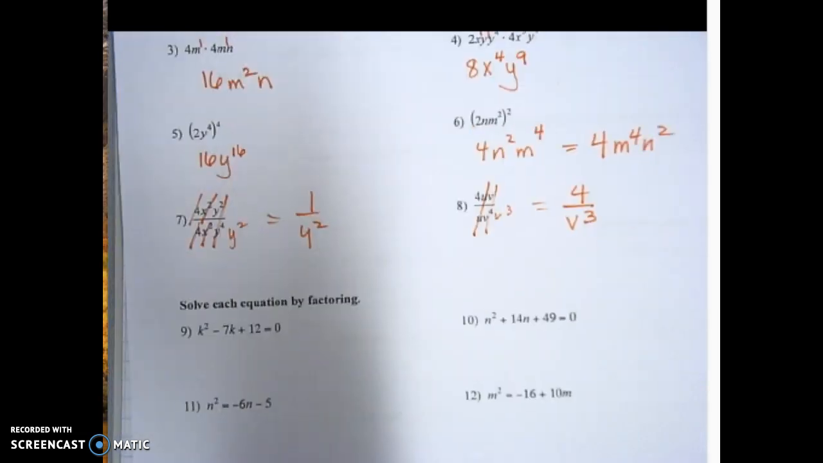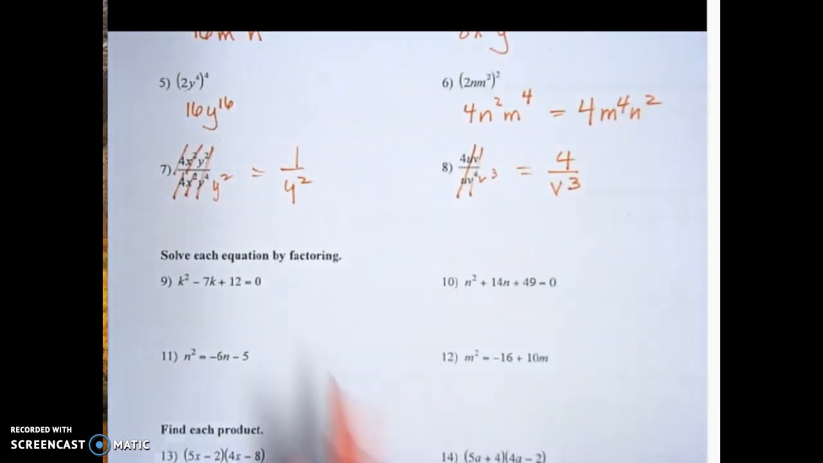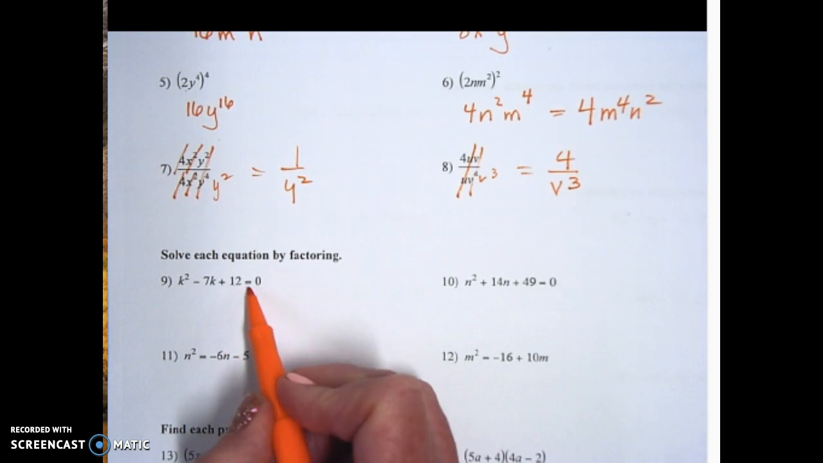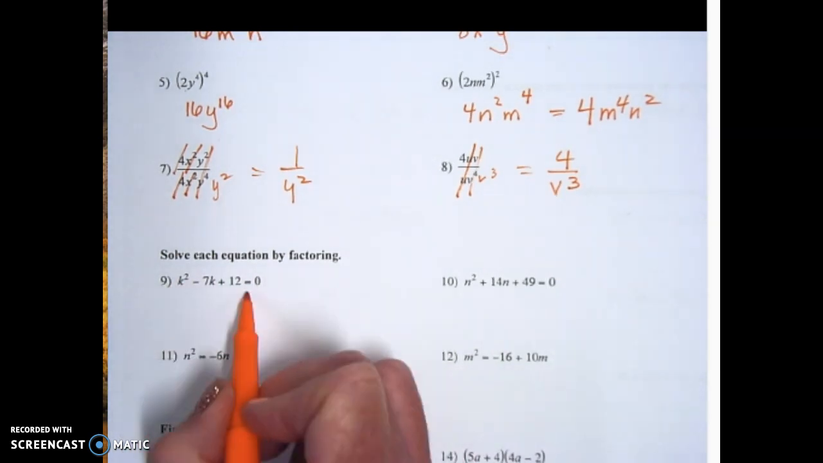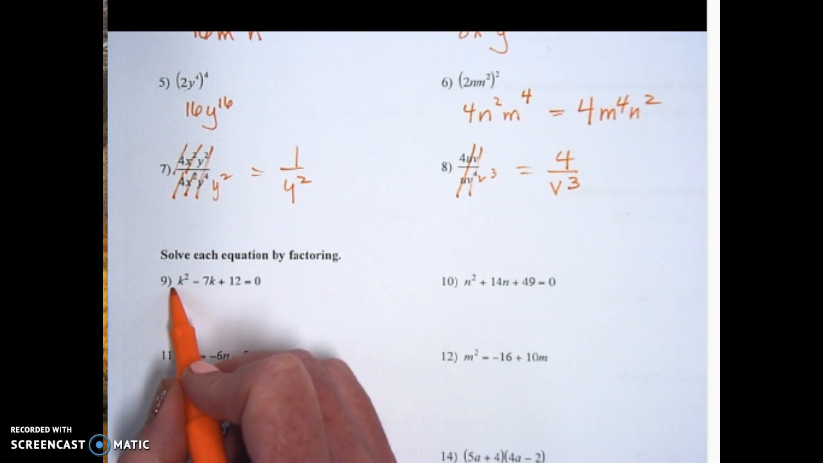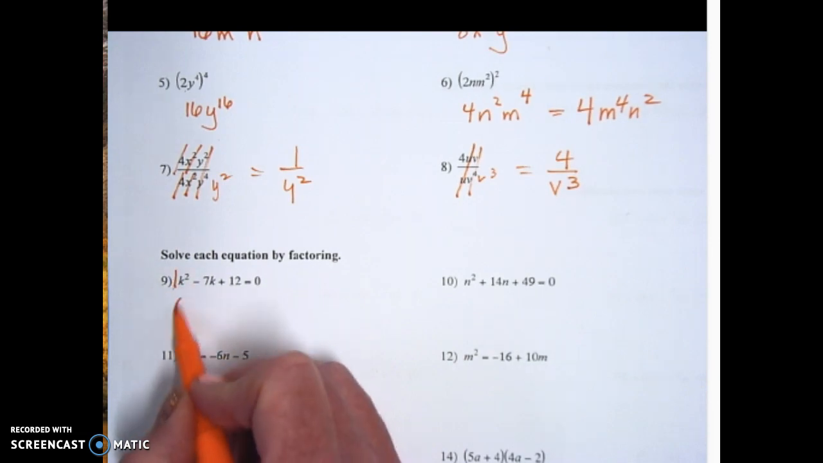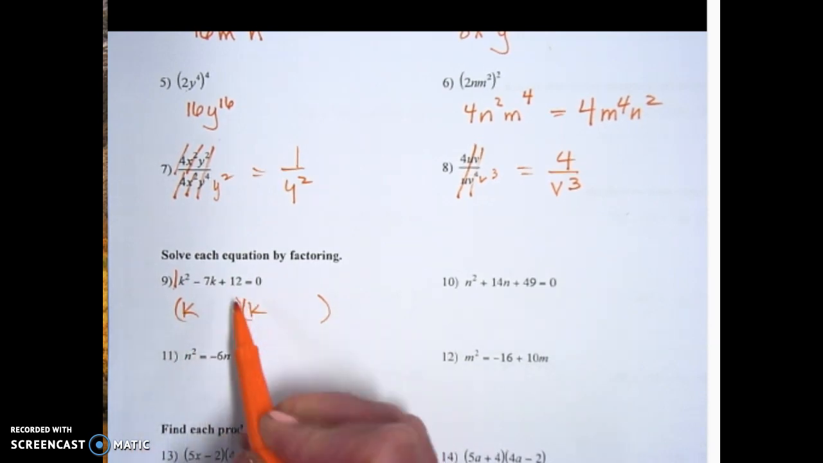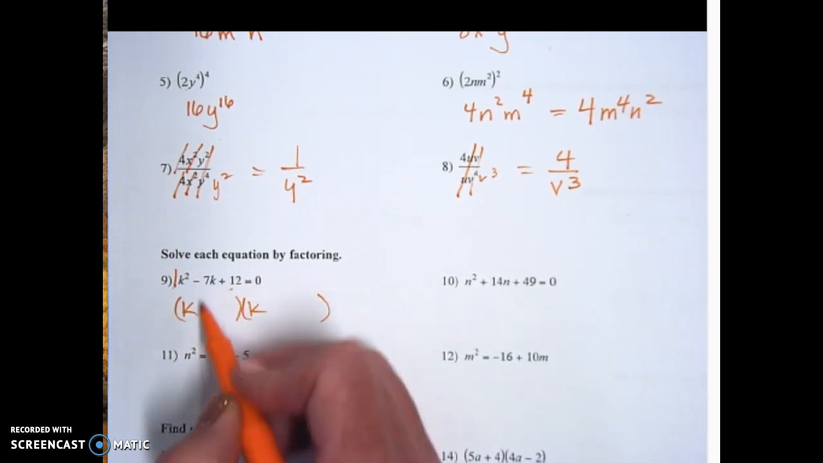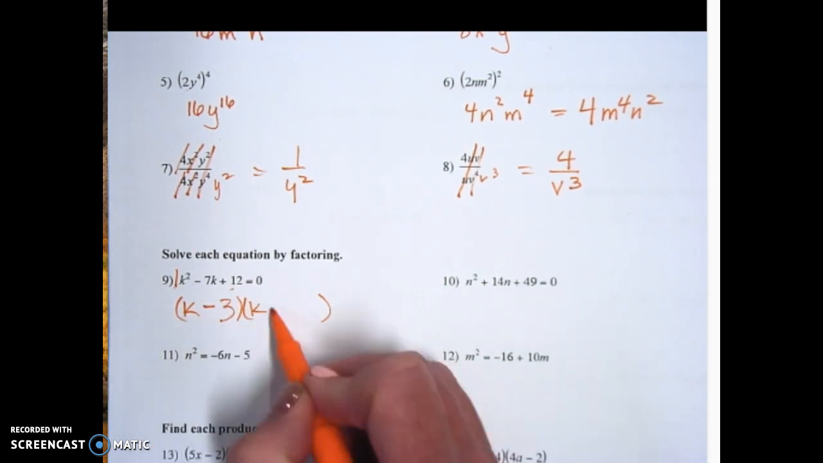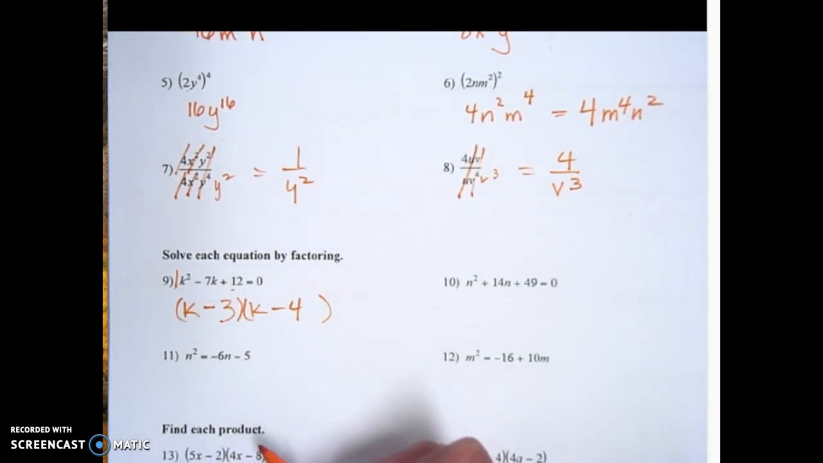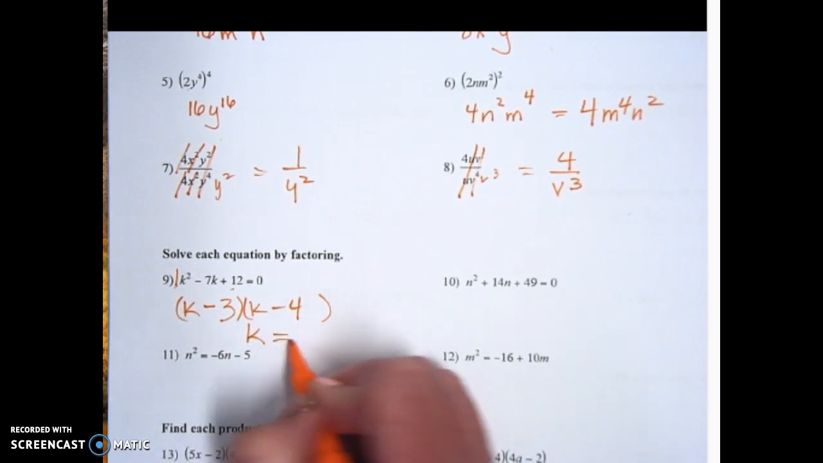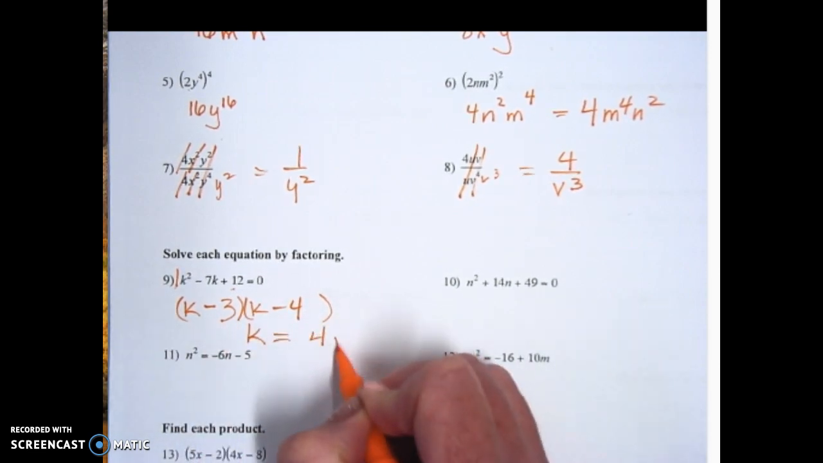Jumping down to number 9. Solve each equation by factoring. It's already set equal to 0. It doesn't follow one of the patterns, but it is easy factoring because it has a leading coefficient of 1. So the square root of k squared is k, and then the two numbers that multiply to get positive 12, but add to get negative 7 are k minus 3, k minus 4. If you set each of these equal to 0, it's the opposite. So the k's will be equal to 4 and 3.